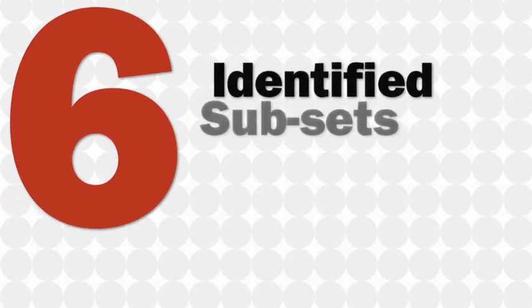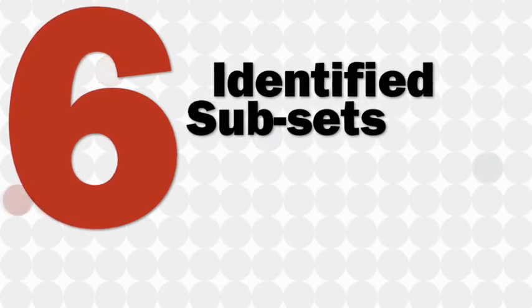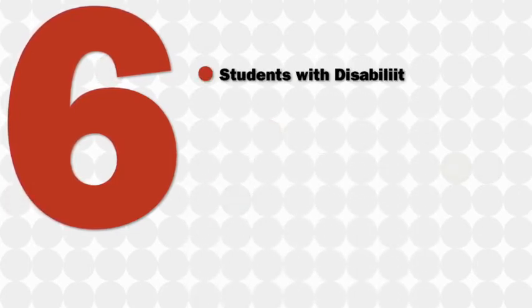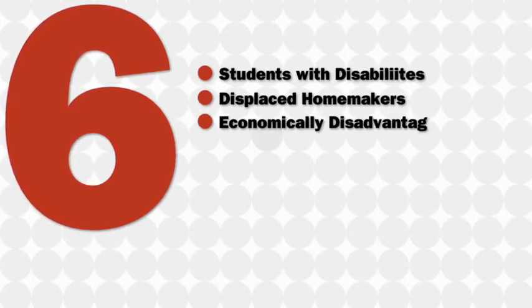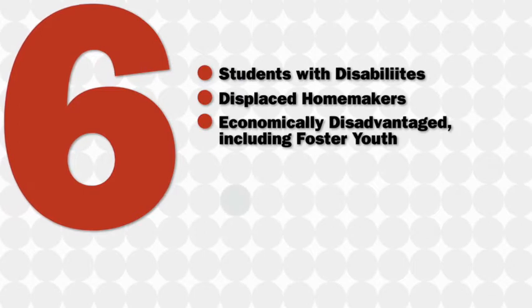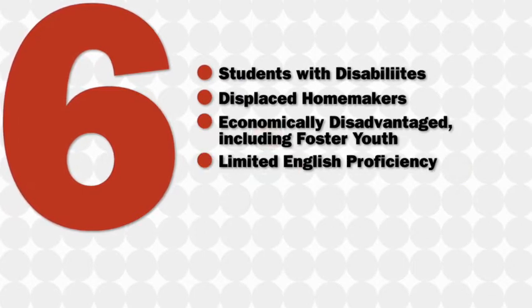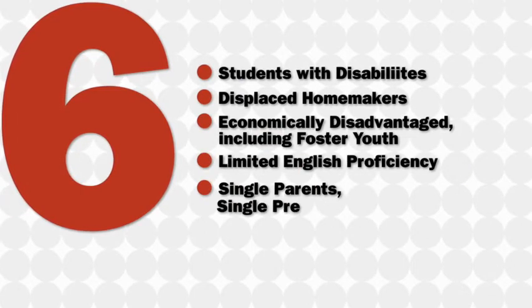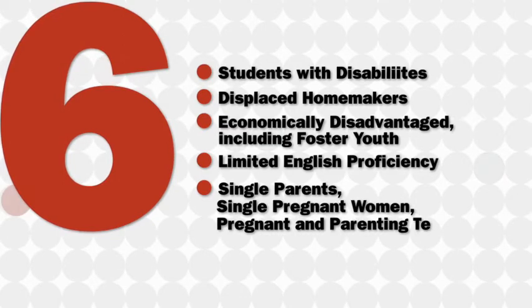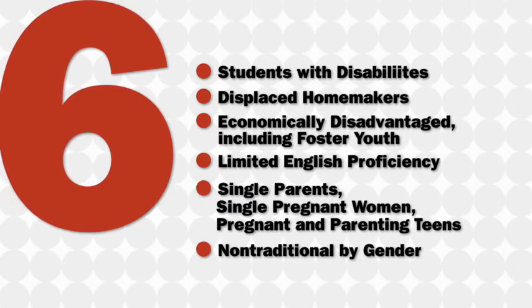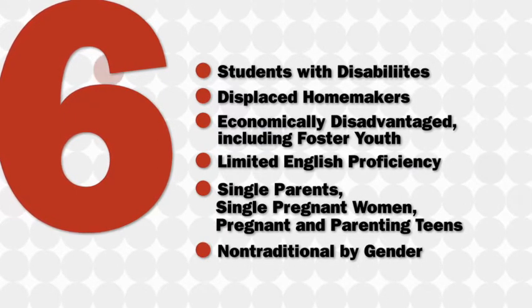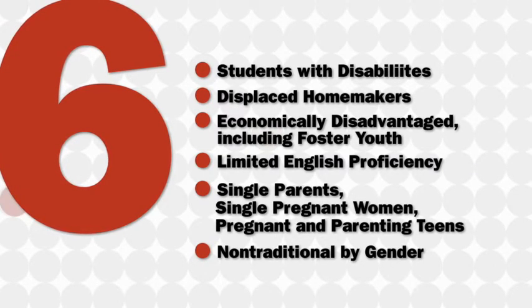There are 6 identified subsets of students from special populations. They are students with disabilities, displaced homemakers, economically disadvantaged, including foster youth, limited English proficiency, single parents, single pregnant women and pregnant and parenting teens, and non-traditional by gender. These subsets will be presented next, along with a brief discussion on a few of the many ways to assist these students in overcoming their individual barriers.